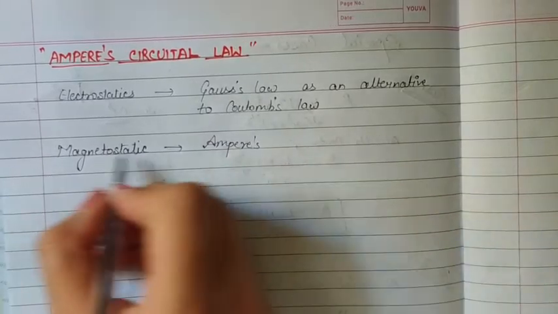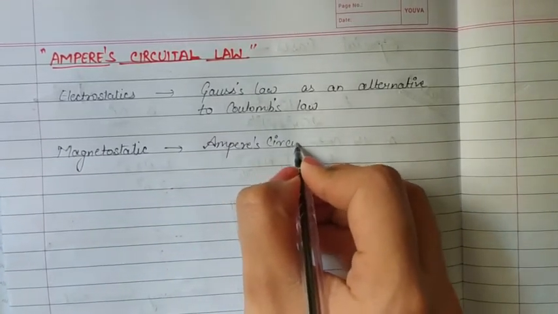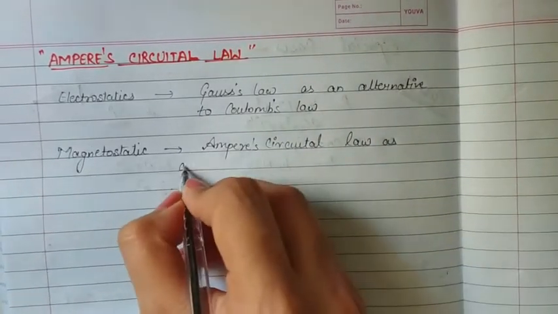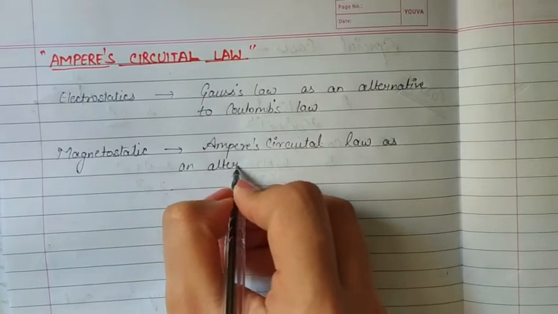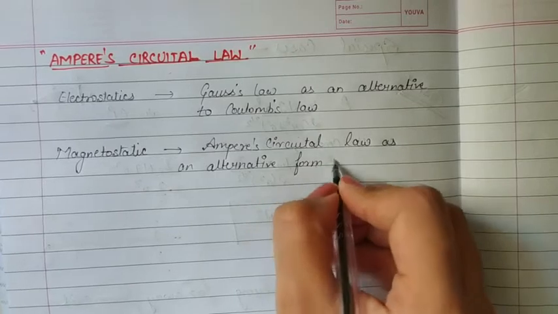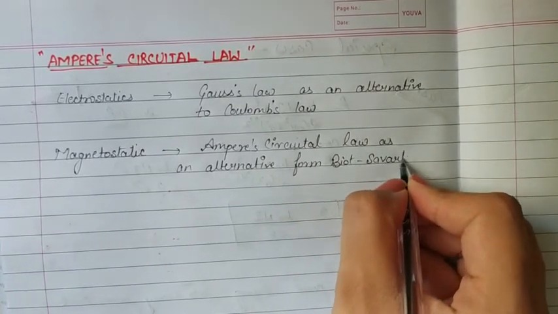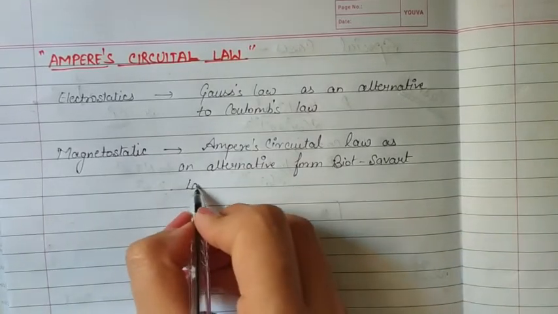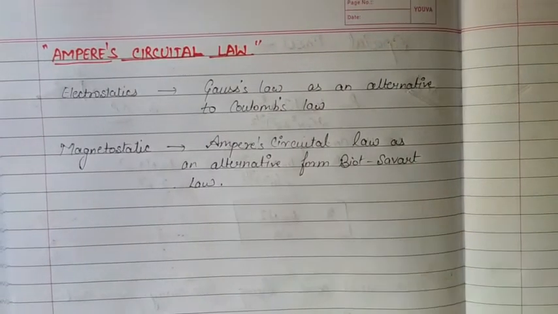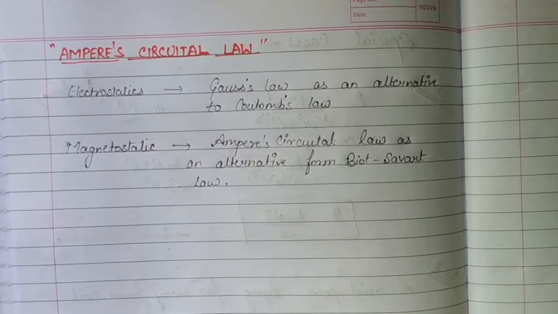What we have in magnetostatics, we have Ampere's Circuital law as an alternative form of Biot-Savart law. So we can also use Ampere Circuital law at the places where we use Biot-Savart law. So let's talk about the law, what is in it.